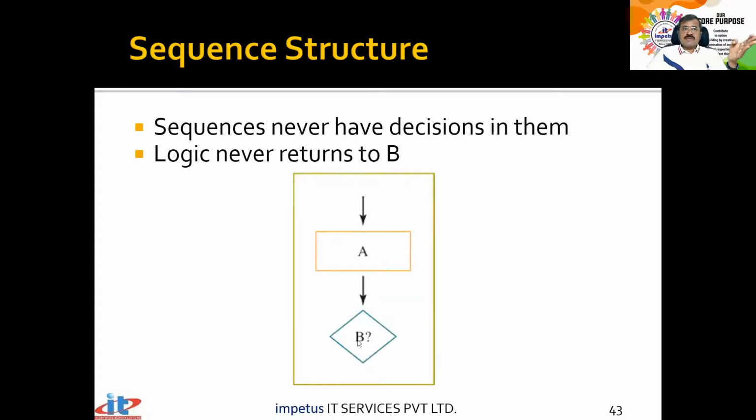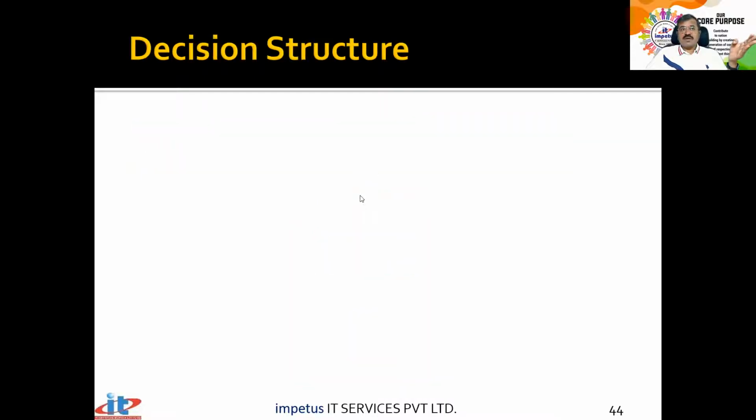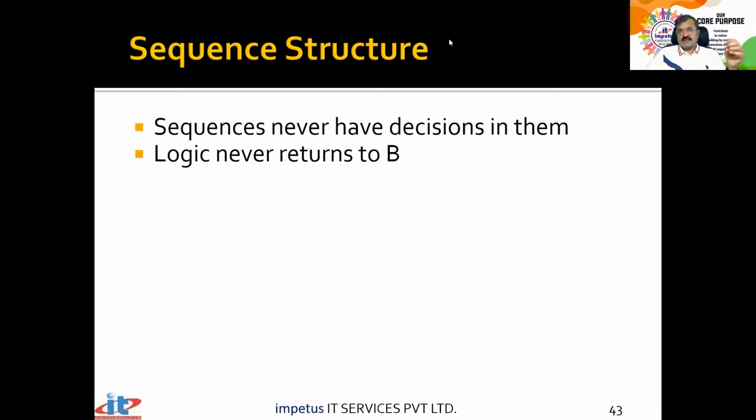So there will be some decisions also at times. Sequence never has decision. Logic never returns to B. So now here, it will never happen that the control goes back. That kind of repetitive structures we are not going to write. We are just focusing on the sequence construct.